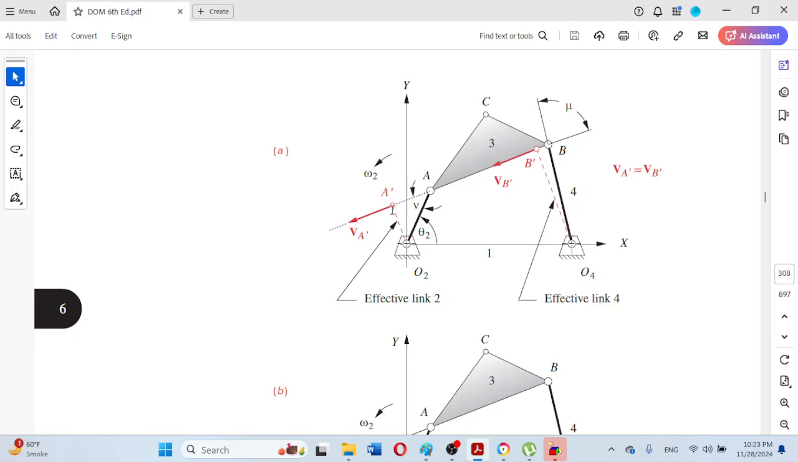as we can observe here, the angle at A dash is 90 degrees, so this is a right angle triangle. In the right angle triangle, O2A is the hypotenuse, O2A dash is the perpendicular, and A dash is the base. So this perpendicular O2A dash is the sine component of this hypotenuse.